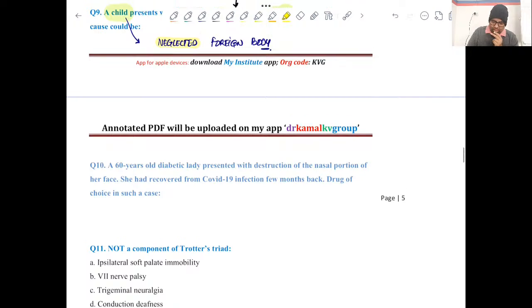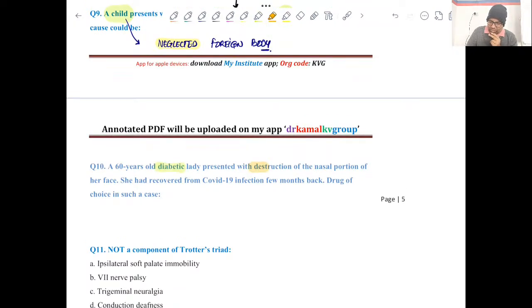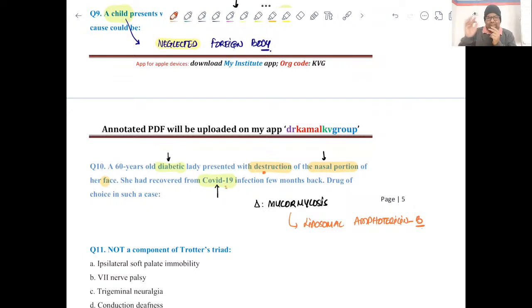Now moving forward, a diabetic lady having destruction of the nasal portion of the face, and she just recovered from COVID-19 infection. So I already told you, if there is any post-COVID-19 case, especially in a diabetic, with any involvement of the face area, straight away the diagnosis has to be mucormycosis, and for mucormycosis you need to give liposomal amphotericin B. Clear? So please mark the keywords: post COVID-19, diabetic, involvement of the face, mucormycosis, straightforward.